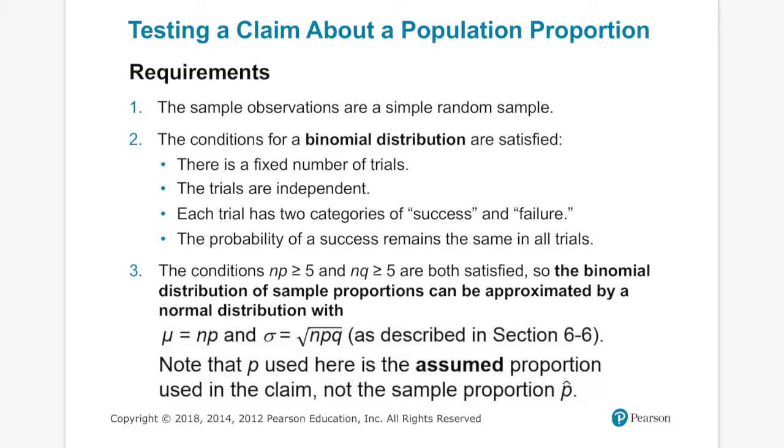The requirements for testing a claim about a population proportion. First, the sample observations are a simple random sample. Second, the conditions of a binomial distribution are satisfied. There is a fixed number of trials. The trials are independent. Each trial has two categories, success and failure. The probability of success remains the same in all trials. Third, the conditions n times p is greater than or equal to 5 and n times q is also greater than or equal to 5.